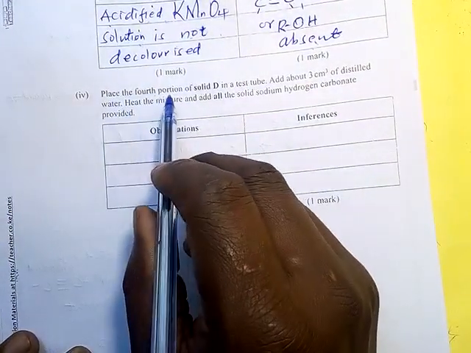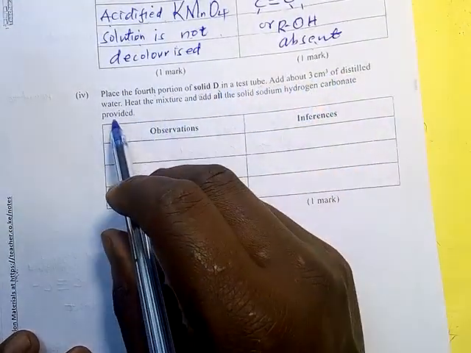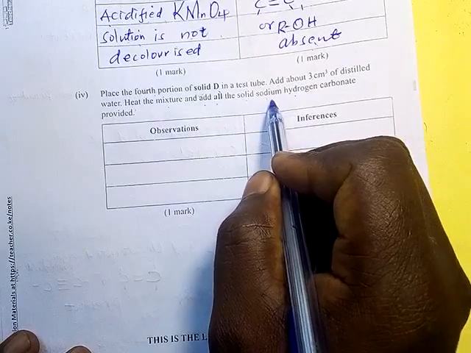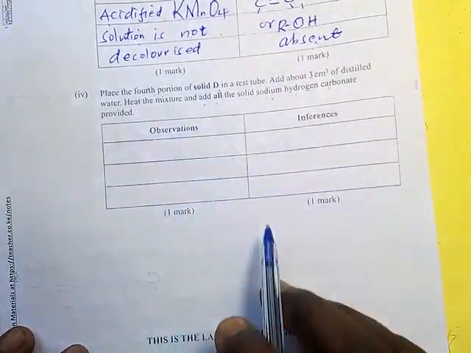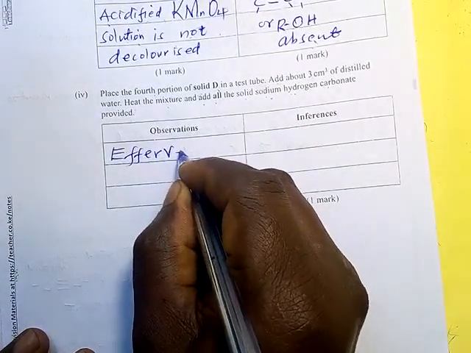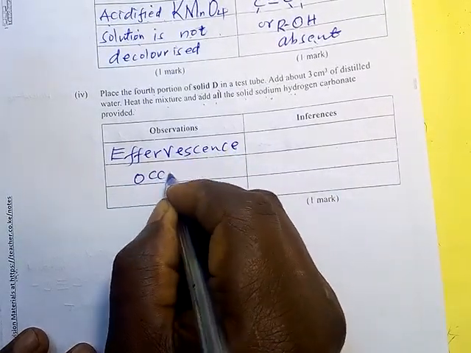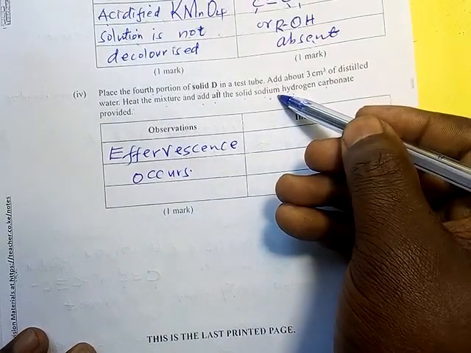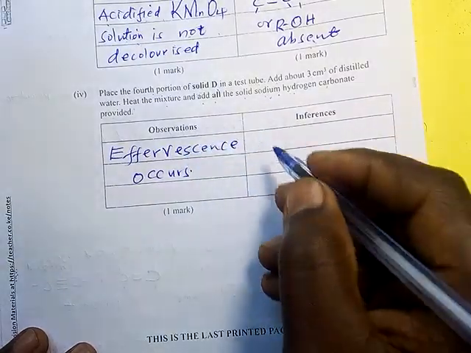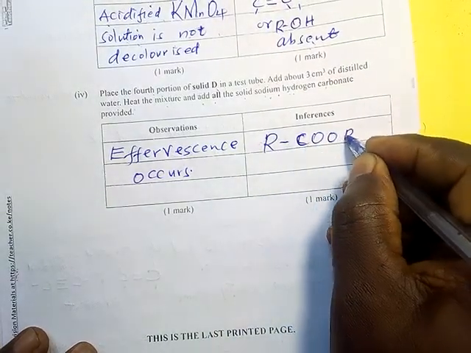Finally, place the fourth portion of solid D in a test tube. Add about 3 centimeters cube of distilled water. Heat the mixture and add all the solid sodium hydrogen carbonate provided. Then effervescence occurs. That now confirms actually that the solid was an acid. Carbonate plus an acid, we always expect carbon dioxide to be produced, therefore effervescence will occur. That confirms that the alkanoic acid is present.